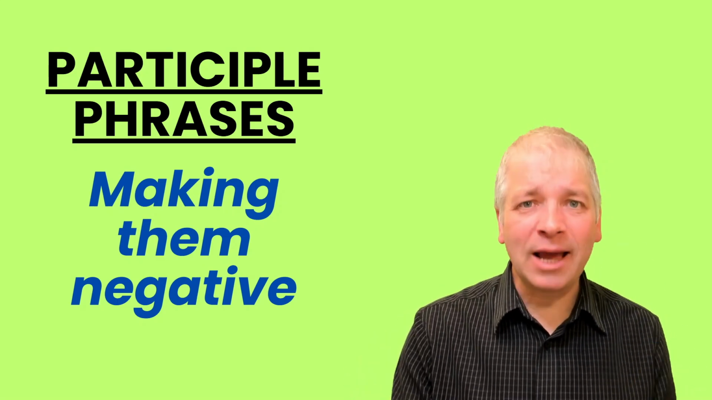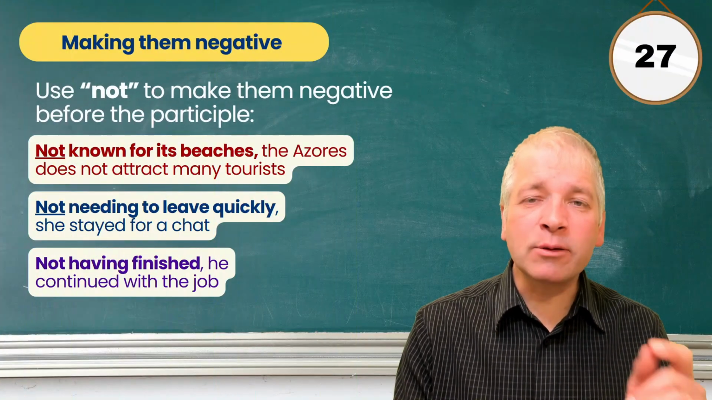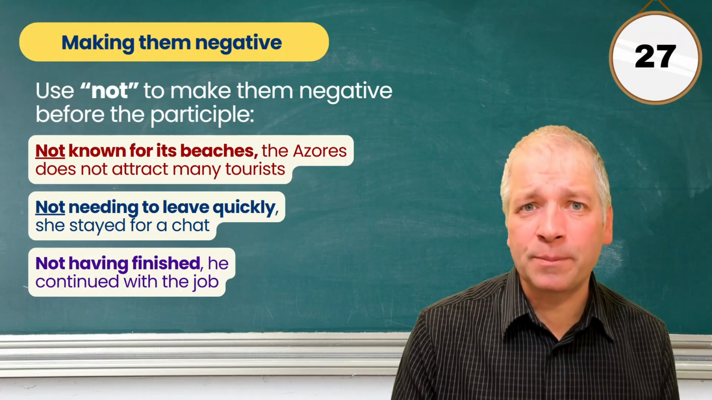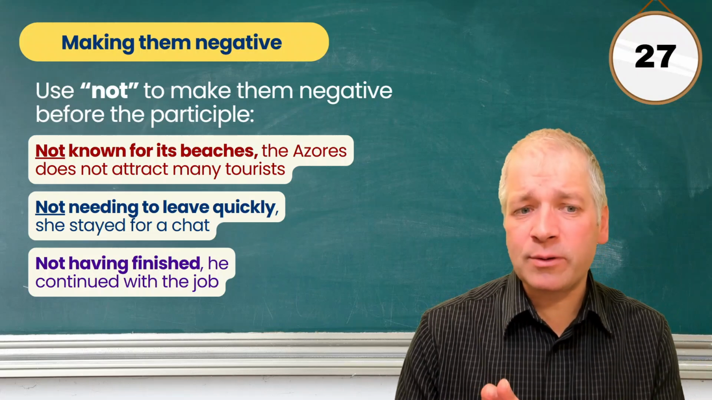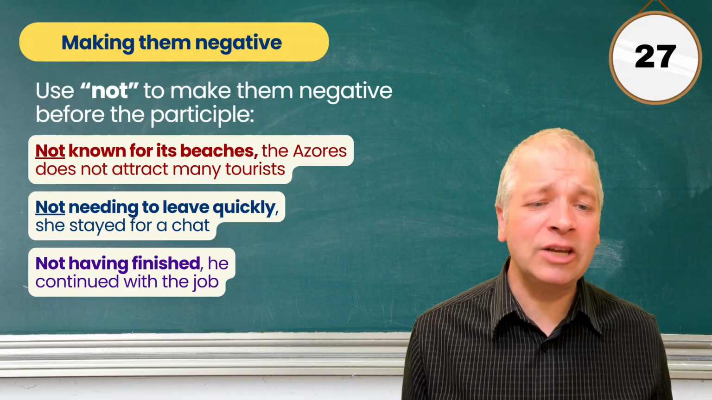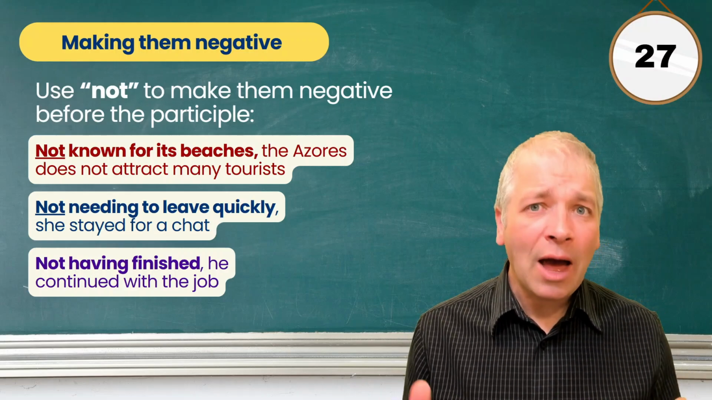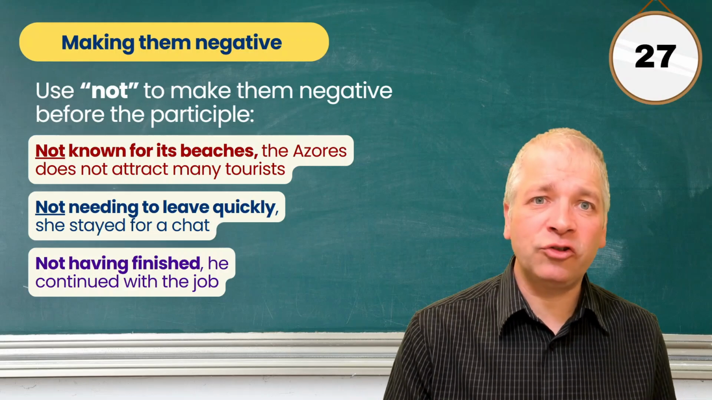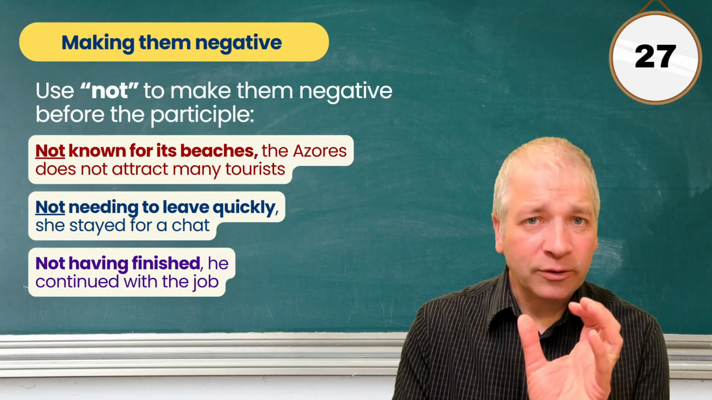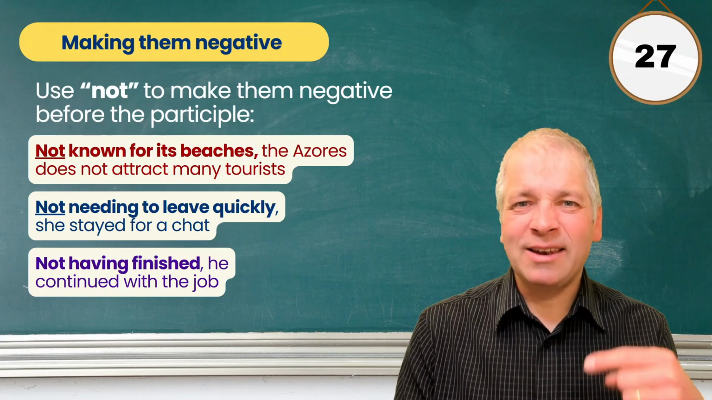Now for participle phrases in their negative form. How do we make them negative? A common way is to use not to make them negative and to put that before the participle. So, not known for its beaches, the Azores does not attract many tourists. Not needing to leave quickly, she stayed for a chat. Not having finished, he continued with the job. So here we have not before the participle form to make it negative.